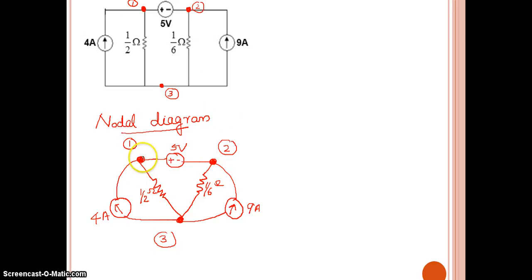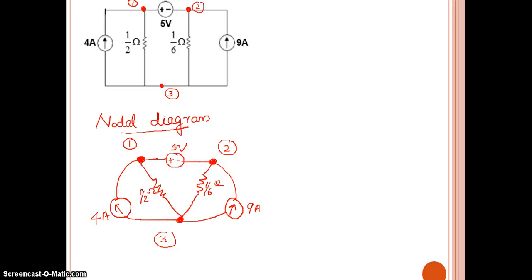Now look at here. At node 1, we have 3 branches meeting: the 4 ampere current source, the 1 by 2 ohm resistor, and the 5 volt source. At node 2, the 5 volt source, the 1 by 6 ohm resistor and the 9 ampere source. And node 3 is the ground node. So this corresponds to the nodal diagram. Here we are focusing more on nodes and redrawing the diagram.